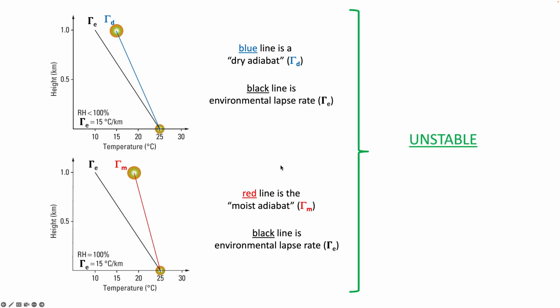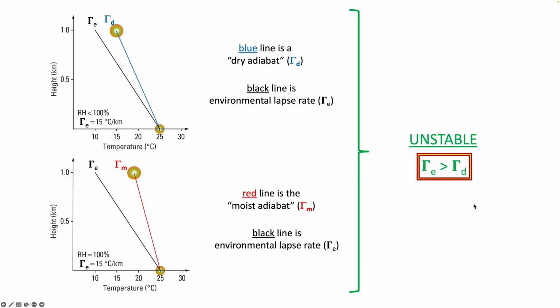And so what we see is that regardless of whether the air is dry or moist, in this environment where the environmental lapse rate is 15 degrees Celsius per kilometer, the atmosphere is unstable. Both dry and moist parcels will accelerate upward from their initial position after they're lifted because they become warmer than the surrounding environment. So it turns out that we can actually define the conditions that describe instability in the atmosphere.